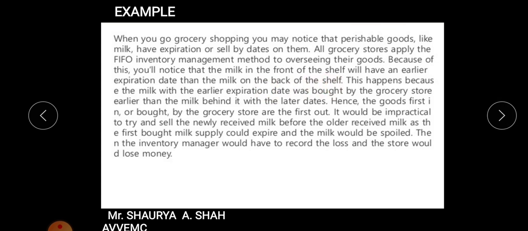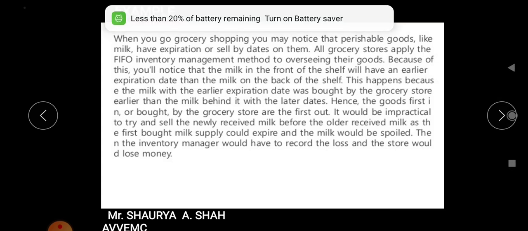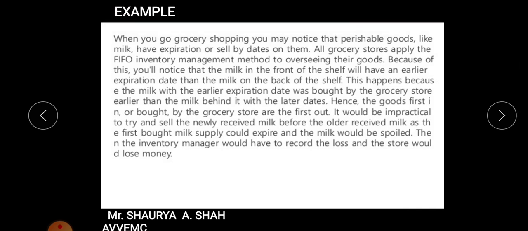Fine. So again, take a very simple example of your departmental store. Whenever you go to a departmental store, for example Reliance Market, they are adopting such policies of FIFO, like any other departmental stores. What do they do? They particularly look at the various products according to the expiry date, and they sell the earlier ones first. Suppose the expiry date is nearer, they will reduce the price, but they will try to clear the stock. Why? Because once the thing is expired, it has no value and it is a loss to the firm. So all the grocery stores apply the FIFO inventory management method to oversee their goods.